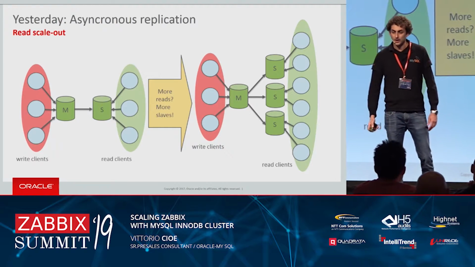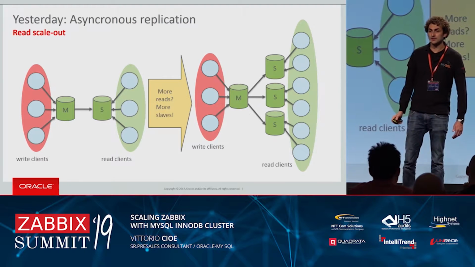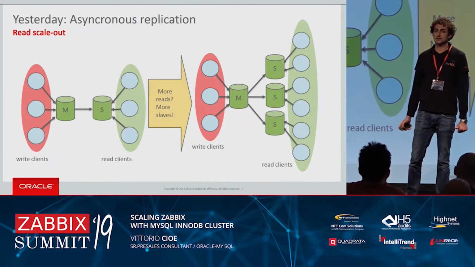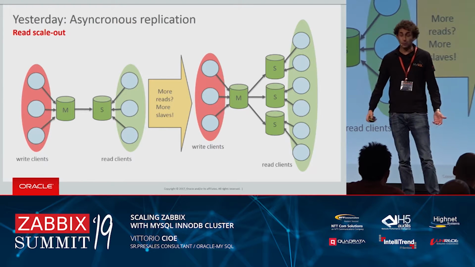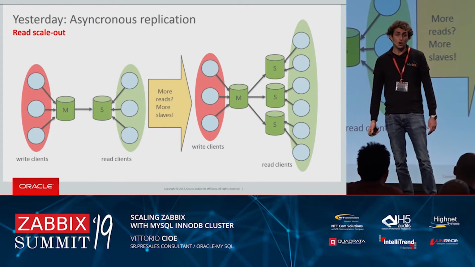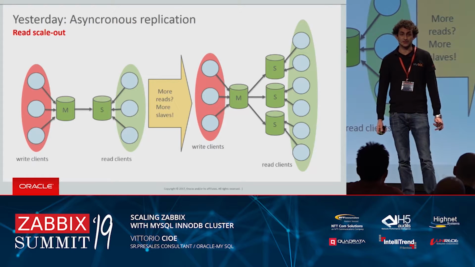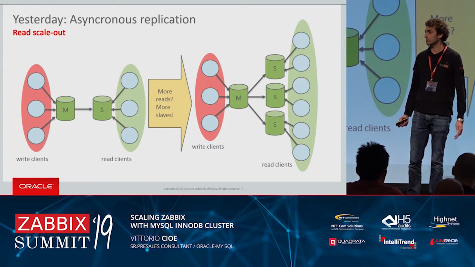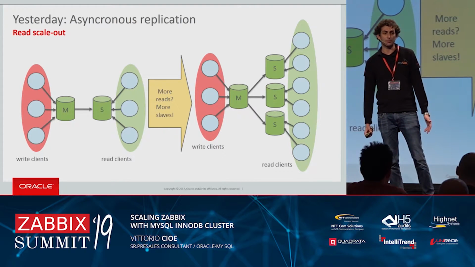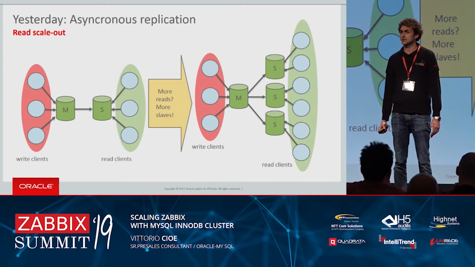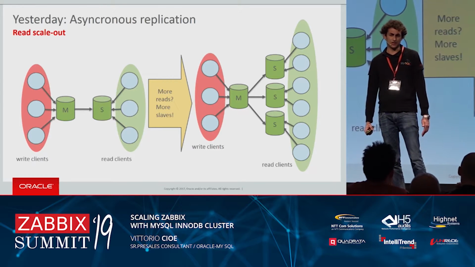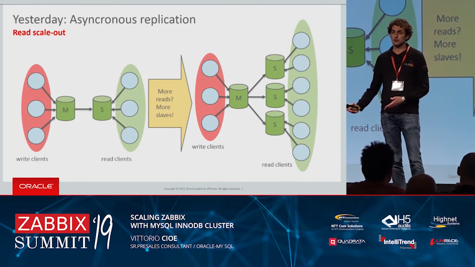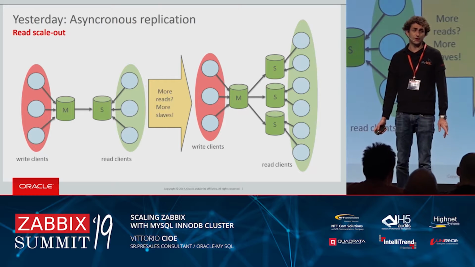So, at the beginning, there was asynchronous replication. We have one master server and one or more slaves, which we use to scale out reads, most probably. I will not speak much about this technology, because we all know asynchronous replication. It has been around since MySQL 3, I think, and it's a very well-known and very widespread configuration.